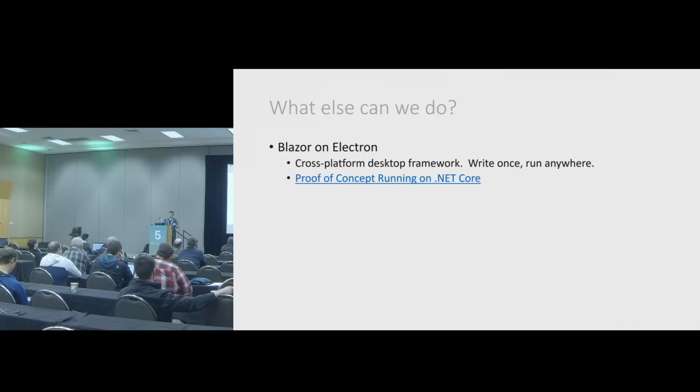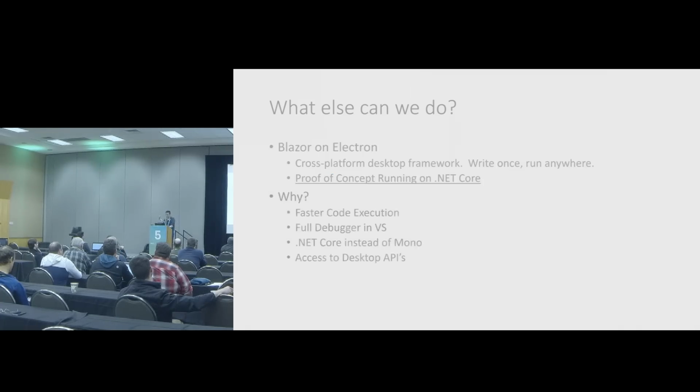So they have a proof of concept of running Blazor on top of .NET Core on top of Electron. If this wasn't crazy enough, you get the full access to the debugger in Visual Studio. You're running on .NET Core instead of Mono, which in the future, that .NET 5 thing, we'll figure that out anyway. And then you have access to the native desktop APIs.